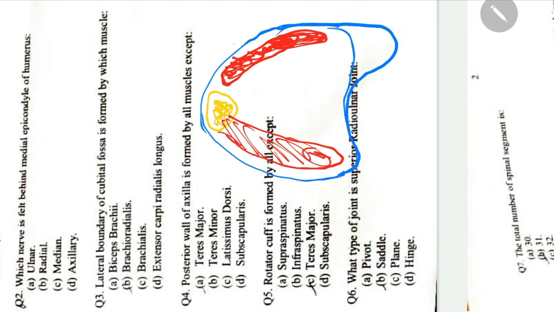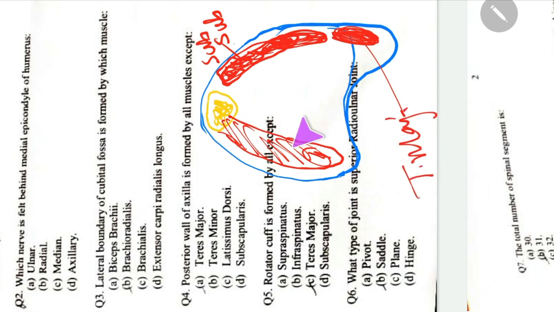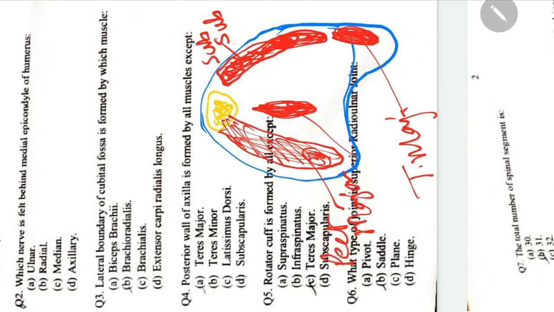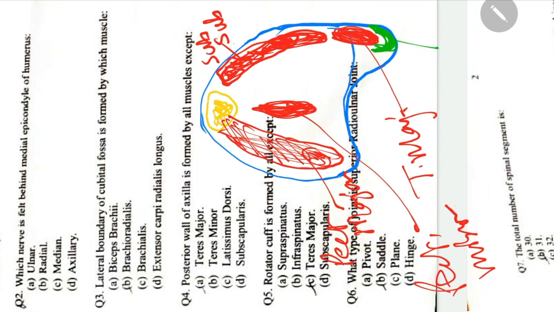Posteriorly, the upper two-thirds is formed by subscapularis. Then you have this muscle in the lower one-third of the posterior portion, which is teres major. And anteriorly the boundary is formed by pectoralis major. Although there is this muscle in between, pectoralis minor, that also forms the anterior wall, but it is a deep muscle covered by pectoralis major. And what you find below is a tendinous fold of latissimus dorsi.